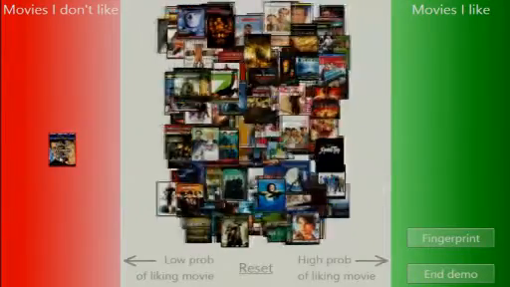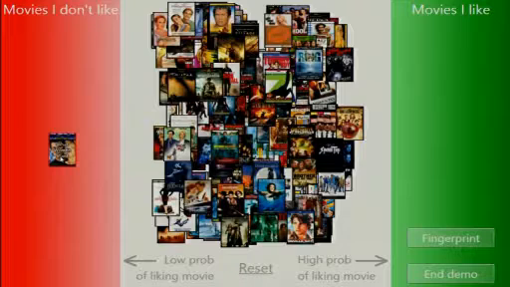So you could take a movie here and say, well, I don't really like that one. And what happens is these start reordering. To the right is a high probability that I will like the movie, and to the left, a low probability that I'll like the movie. And vertically doesn't really mean anything. It's just to space them out so you can see them a little better. So I can take some other movie and say, well, I like this one.